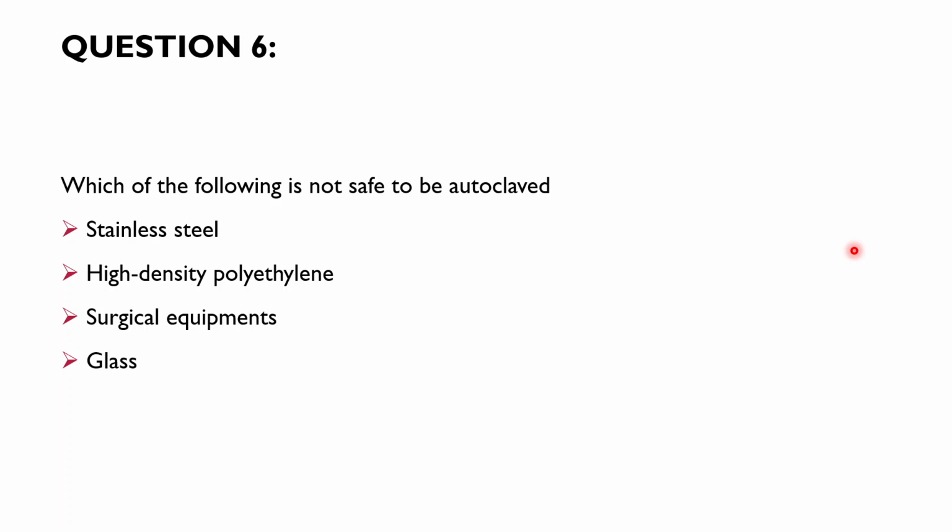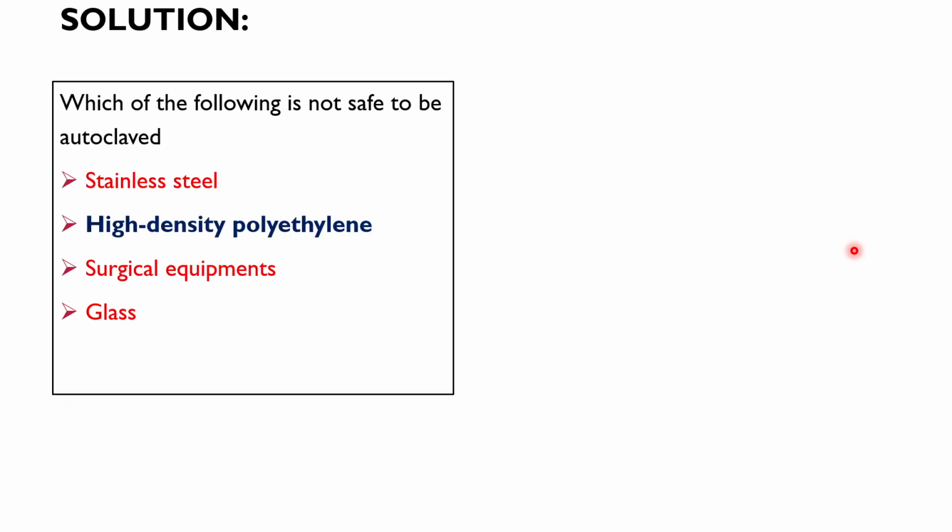Let's see what the right option should be. The right option is high density polyethylene, because it is a plastic ware. It's not safe to be autoclaved. It might lead to melting, so it is not okay to autoclave it. Stainless steel, as I have already discussed, your pipette cans are made of stainless steel, so they are safe to be autoclaved. And then we have the surgical equipments and glass equipments. So the right option is high density polyethylene.